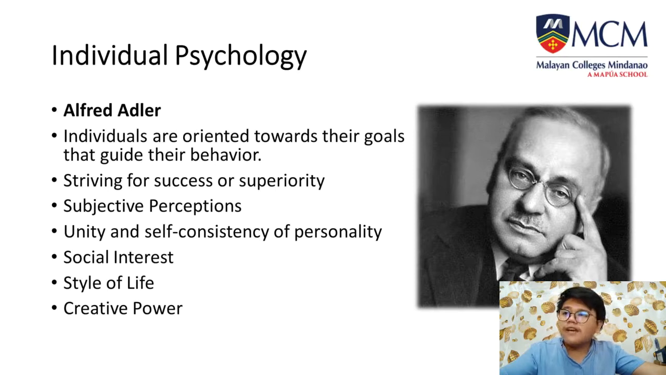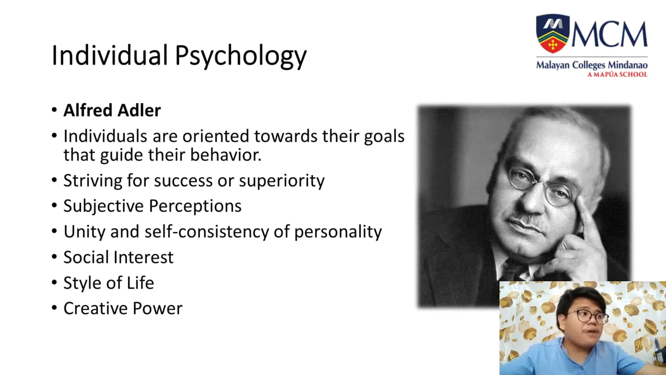Also, he had this concept of striving for success or superiority, where you strive for success when you just want to be successful with everyone, and striving for superiority if you just want to have a successful goal for yourself and not for everyone. Next, subjective perceptions, of course, unity and self-consistency of personality, social interest or the Gemeinschaftsgefühl, or social interest, styles of life.